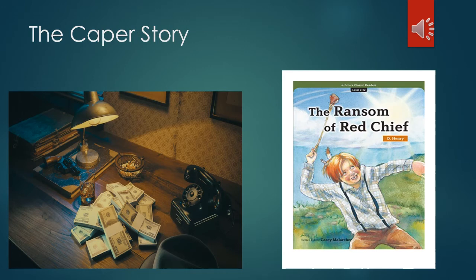Okay, so let's talk about another aspect of detective mystery fiction called the caper stories. And this is from rightonsisters.com. Okay, so the caper story has these elements.